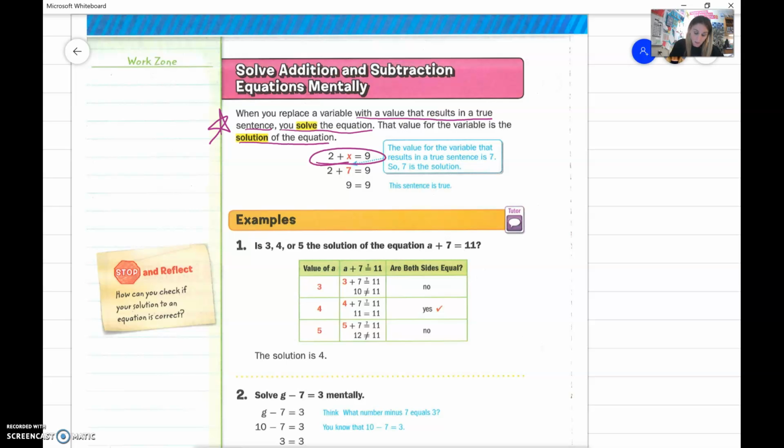So take a look at this problem right here. 2 plus x equals 9. We all know that if we add what number here is going to make this equation true. We know that when we add 7, that makes 9. Guys, that's algebra. That's solving an equation, okay? Again, we're starting off very basic, very small, but either way, right there is solving an equation.